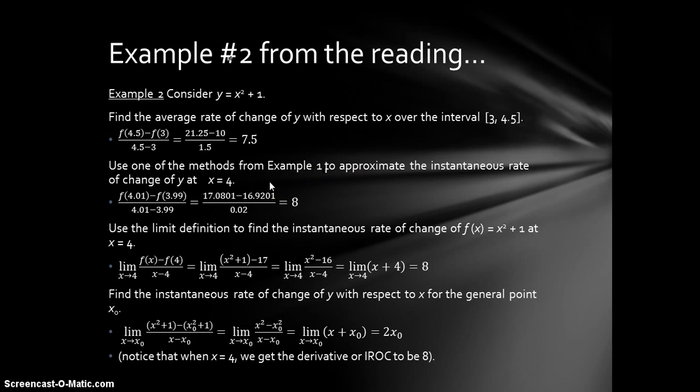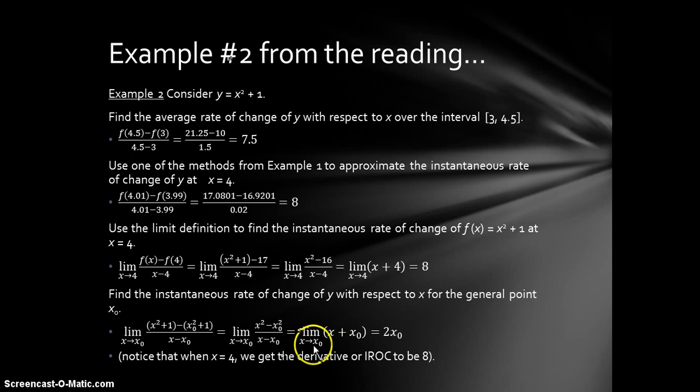Maybe there's a connection. Find the instantaneous rate of change of y with respect to x for any general point x sub 0. So rather than x is equal to 4, we'll just call it x sub 0. So substituting x sub 0 in for 4, we get x squared plus 1 minus x sub 0 squared plus 1, making sure that we keep parentheses in our subtraction, divided by x minus x sub 0. Right, so we substituted x sub 0 for 4. We can cancel, so we end up with x squared minus x sub 0 squared over x minus x sub 0.